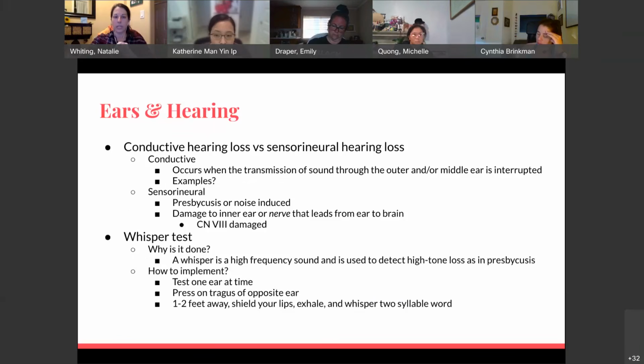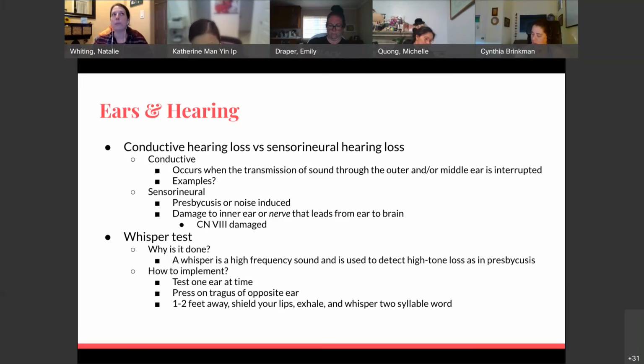So ears and hearing. Conductive hearing loss versus sensorineural hearing loss. Conductive occurs when transmission of sound through the outer and/or middle ear is interrupted. Do you guys know a potential example of that? Take a guess. I bet you could get it. So there's an impairment in conduction going through the ear. Like too much wax buildup? Yeah, cerumen buildup would definitely be an example of conductive hearing loss.